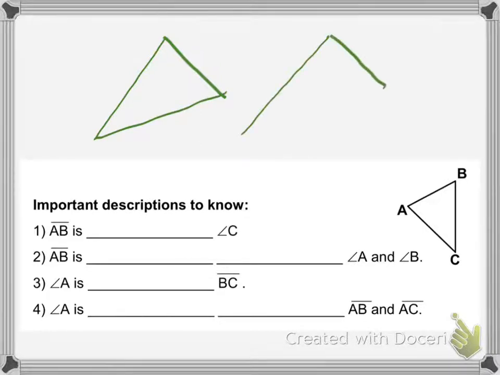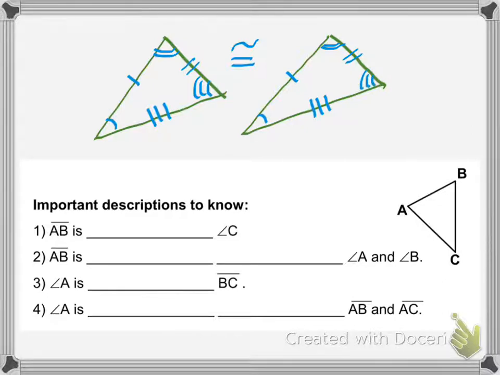So just to kind of recap before we go into some new stuff, when we have two triangles that are congruent, so if I was to say that these two triangles are congruent, then that means their corresponding sides and angles are also congruent. So they have 1, 2, 3 pairs of corresponding sides that are congruent, and then they have 1, 2, 3 pairs of corresponding angles that are congruent.